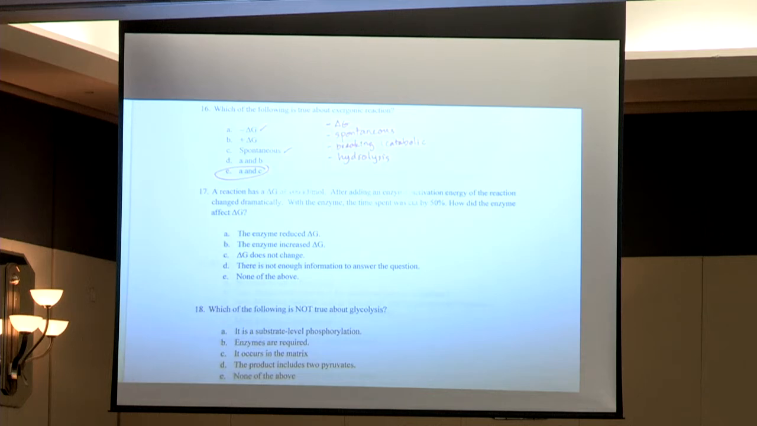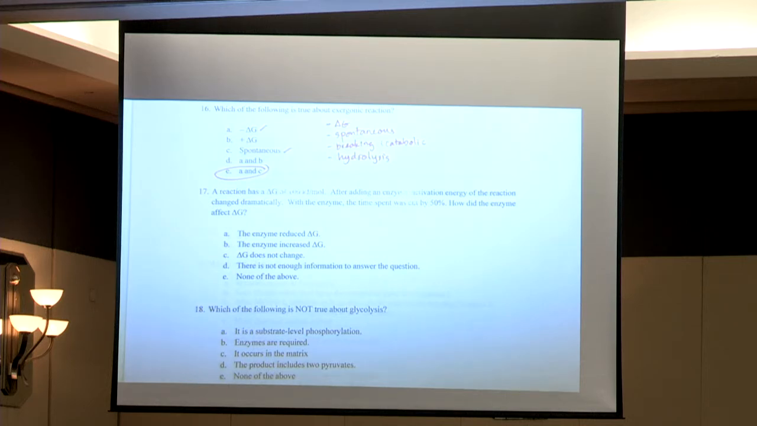Okay, so 17, a reaction has a delta G of 100 kilojoule per mole. After adding an enzyme, activation energy of reaction changed dramatically. With the enzyme, the time spent was cut by 50%. What did the enzyme affect, the delta G? What is the rule that the professor said in class? Delta G never change, right?